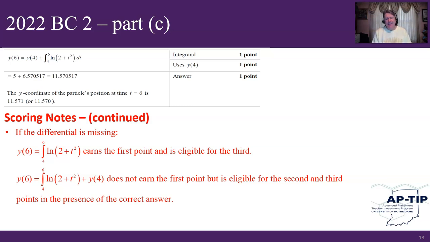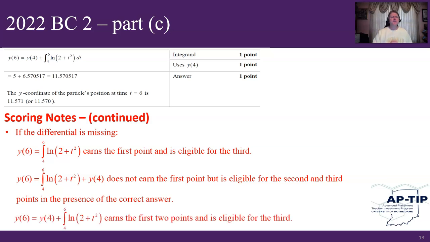Now, it is eligible for the second and the third points, and I would say that the second point is a give me on this one because they have the y of 4 there. And if they resolve this answer correctly to get our correct answer, right, the 11.570 or the 11.571, we're going to be okay to award that third point, but they've only lost that first one.